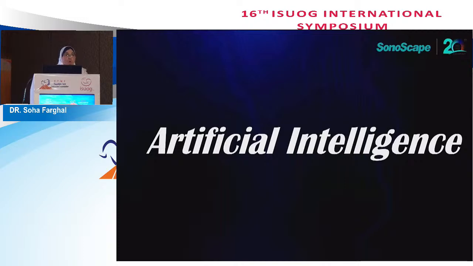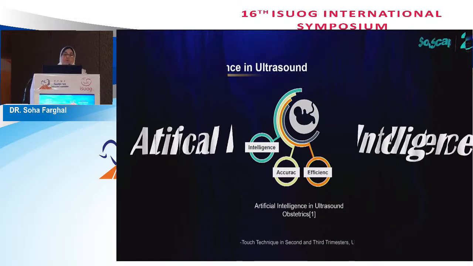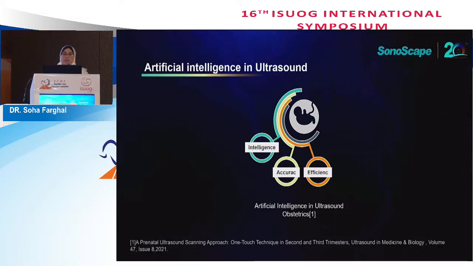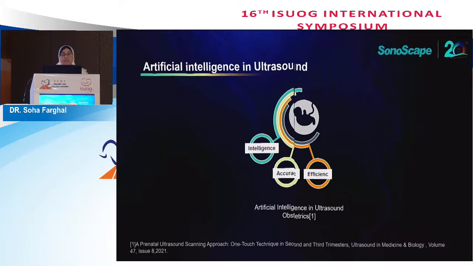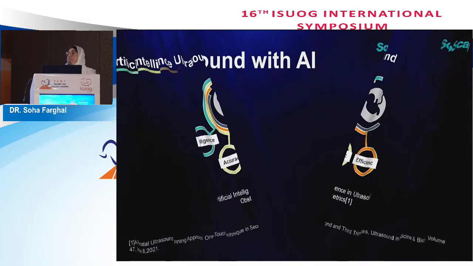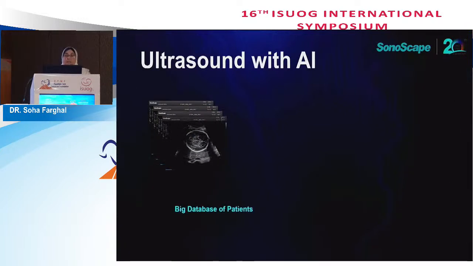So, what is the importance of artificial intelligence? What can we benefit from using such technology? As you can see, artificial intelligence in ultrasound should deliver intelligence, accuracy, and efficiency. So, in order to get this, we need special programs and special time and feeding for the computer inside the machine. Like in the next slide, this is how they are developing the artificial intelligence in ultrasound.